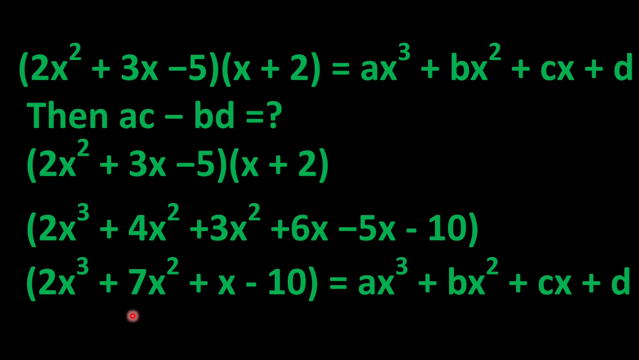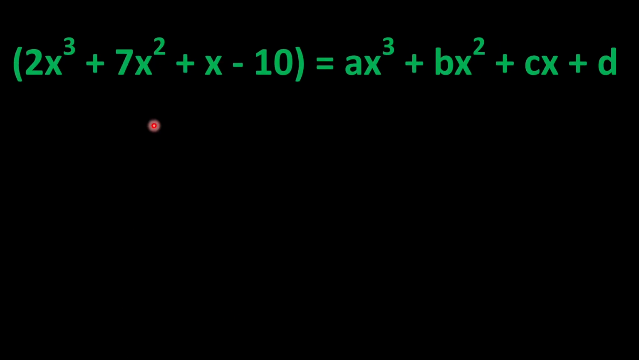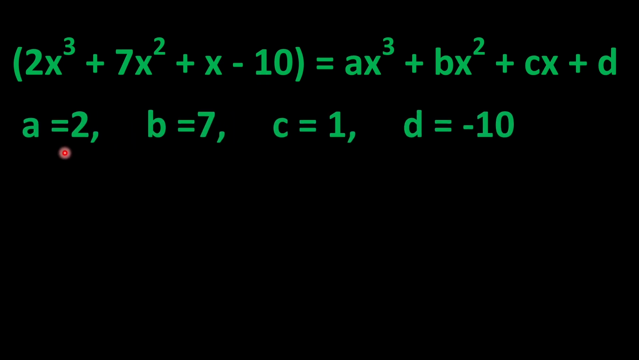So now we will compare all these values with the given equation ax³ + bx² + cx + d. So ax³ will be compared with this 2x³ because the power or exponent are the same. So it means that a equal to 2 and b equal to 7. Similarly, c equal to 1 and d equal to −10. So a equal to 2, b equal to 7, c equal to 1 and d equal to −10.